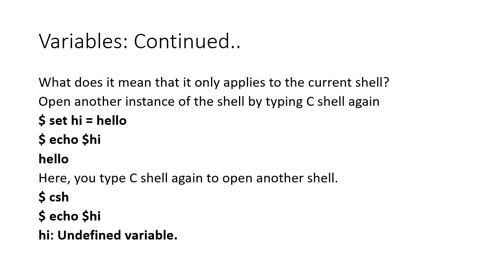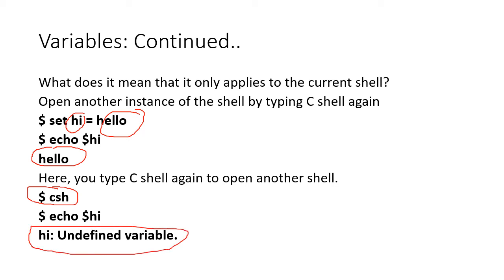What does it mean that it only applies to the current shell? Let's try the same example on the C shell. So we define a variable called hi, assign it a value called hello. We check the value of the hi variable using the echo command and we get the hello value. To open another shell, we just type CSH, which means that it opens a child shell. And then when we check the value of the hi variable, we see that we get an undefined variable message.